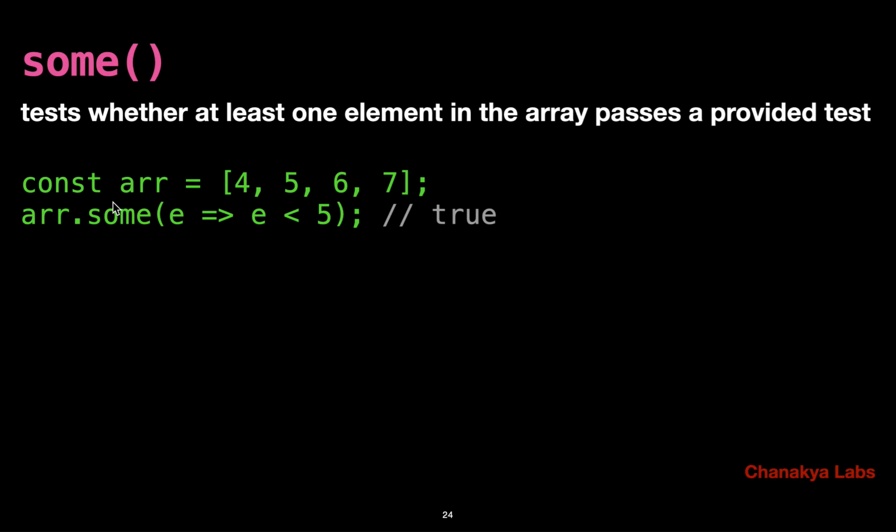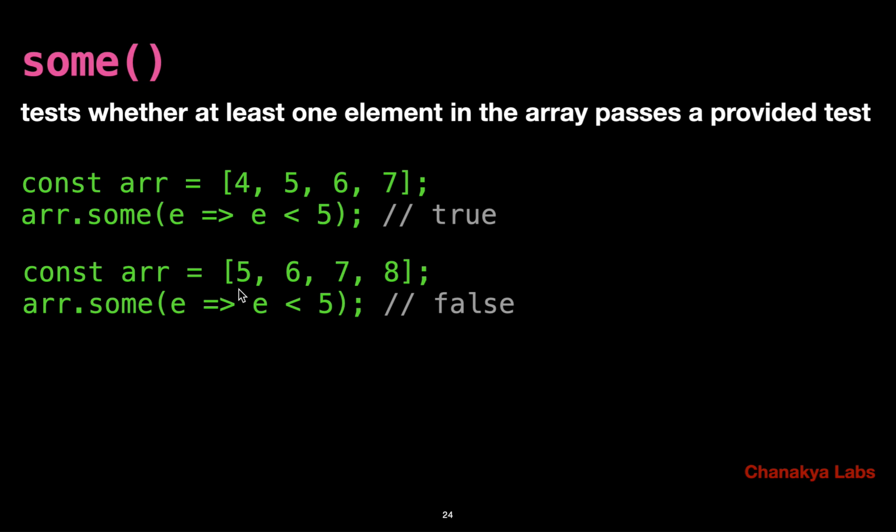Let's see an example. 4, 5, 6, 7. I am testing the condition: is some of the items less than 5? It is some, right? So 5, 6, 7 are greater than or equal to 5, but 4 is strictly less than 5, and that's why it will return true, because at least for 4 it has been satisfied. And again it will short circuit, it will not go and check 5, 6, 7 with this callback function.